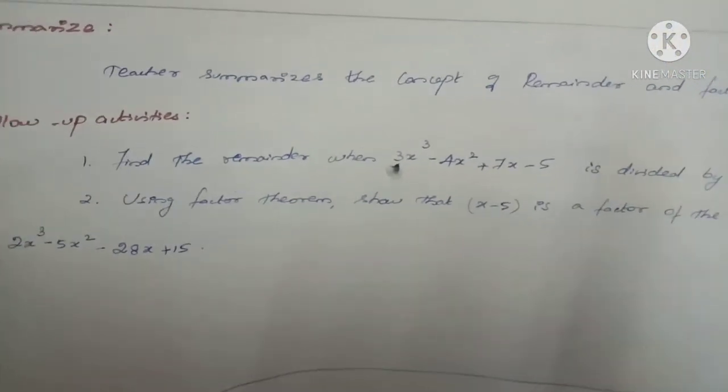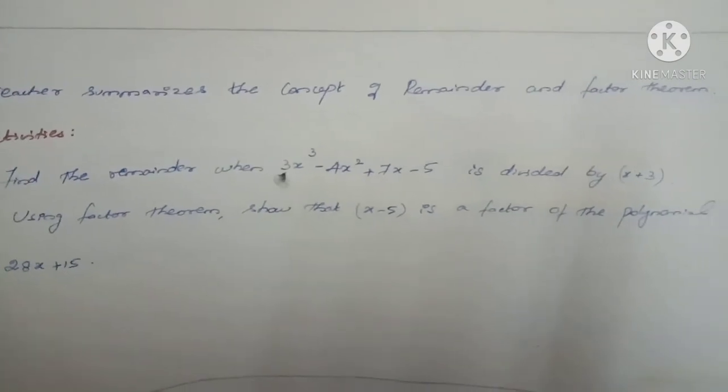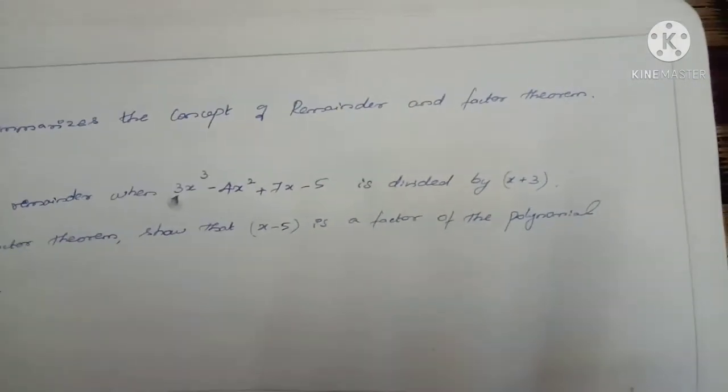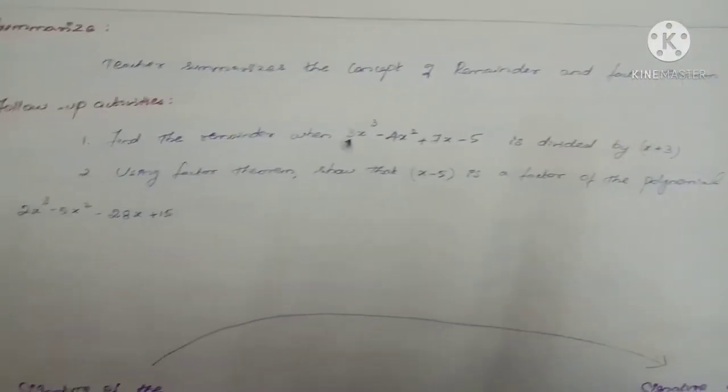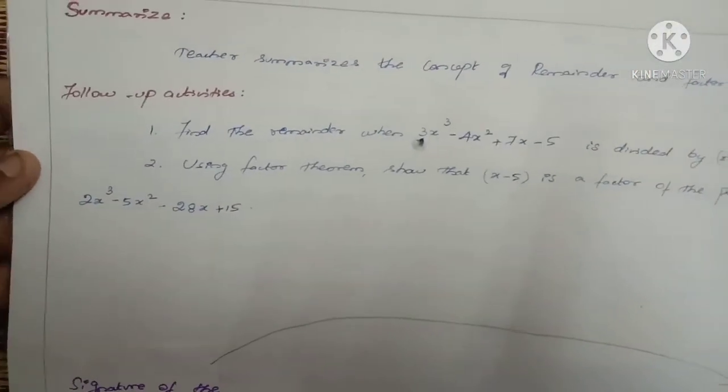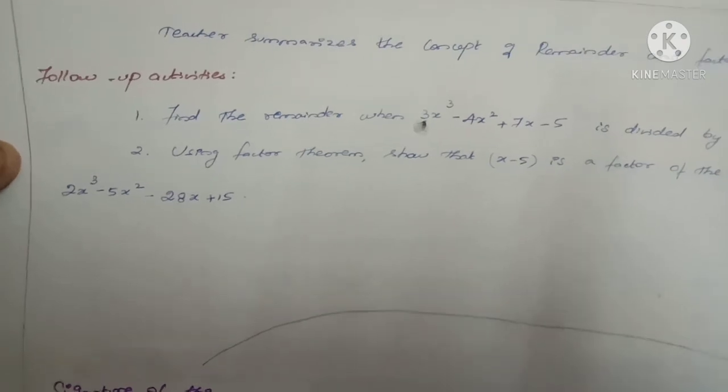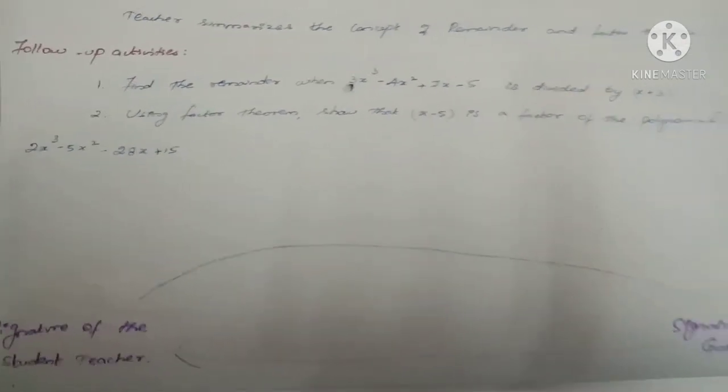Second one is using the factor theorem. Show that x minus 5 is a factor of the polynomial 2x cube minus 5x square minus 28x plus 5.